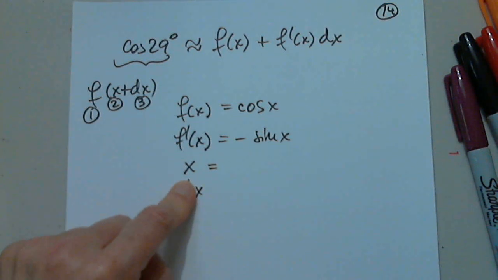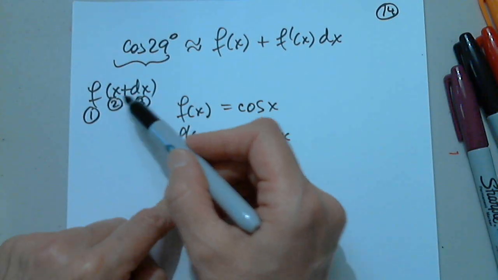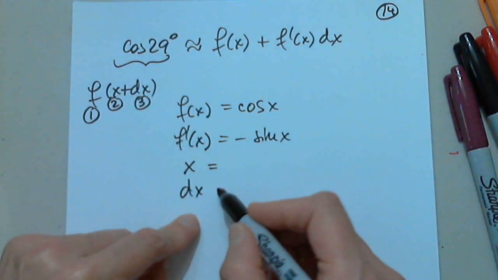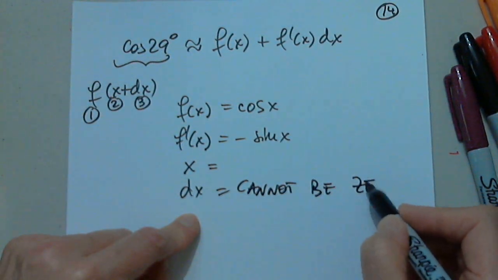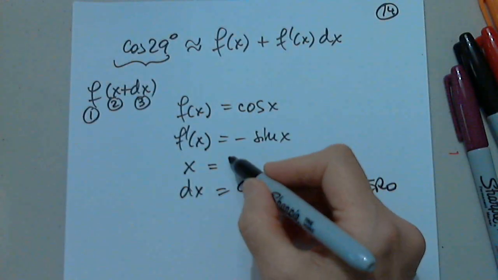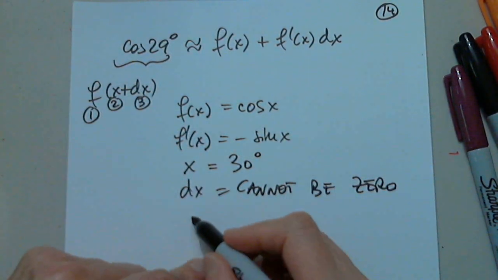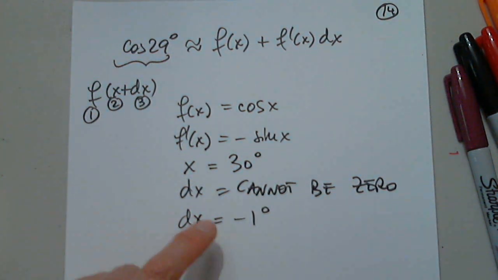29. Careful. I have to have x and leave room for dx. If this is 29, dx cannot be 0. Cannot be 0. There must be an error. 30. Yes. So then what is dx? Negative 1 degree. Awesome.